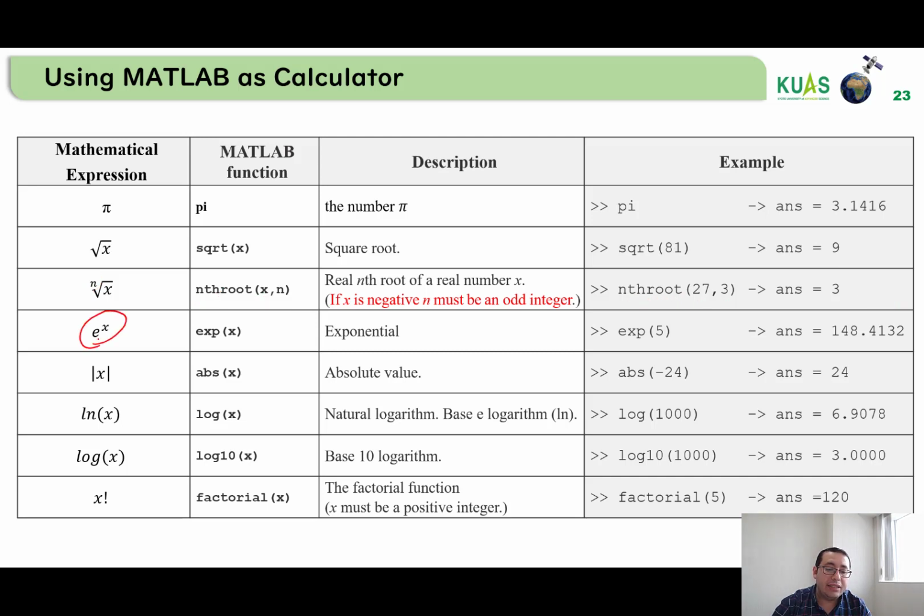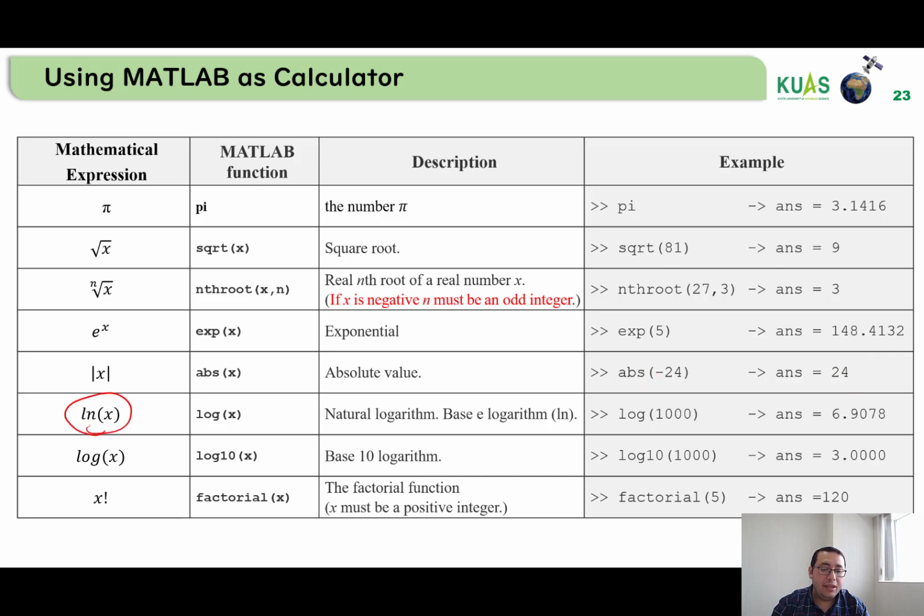And this is exponential, e to the power x. To write it in MATLAB, we write exp x. For example, exp of 5, the answer will be 148. And this is absolute. Absolute means that we remove the sign and just keep the number. So in MATLAB we write abs of x. For example, absolute of negative 24, we remove the sign and just keep the number. It's 24.